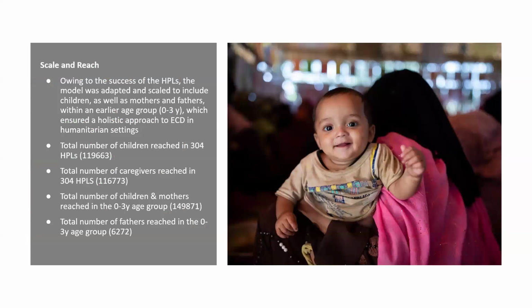So owing to the success of the center-based HPLs, the model was adapted and scaled to include children as well as their mothers and fathers within an earlier age group, which is 0 to 3. So the center-based caters to 3 to 5. And this new adapted model, which includes the mothers and fathers, is home-based for the age group 0 to 3. And this is really to ensure a holistic approach to early childhood development in the humanitarian setting.